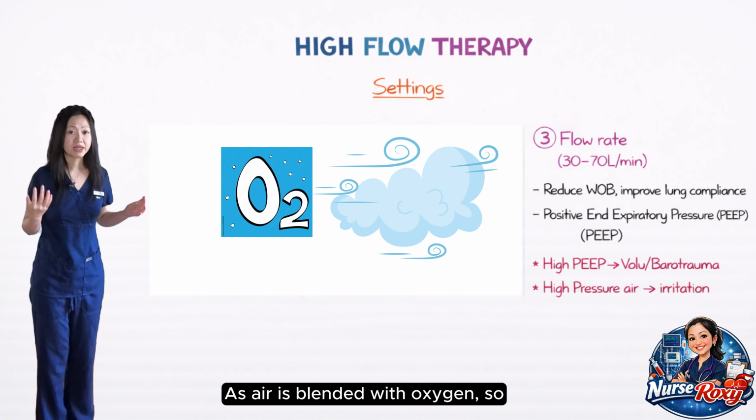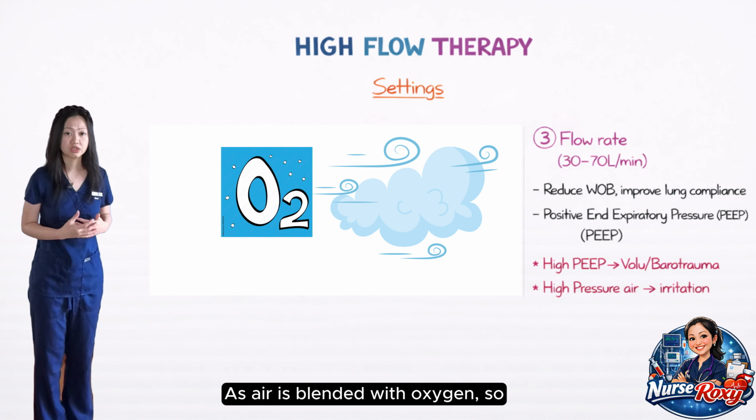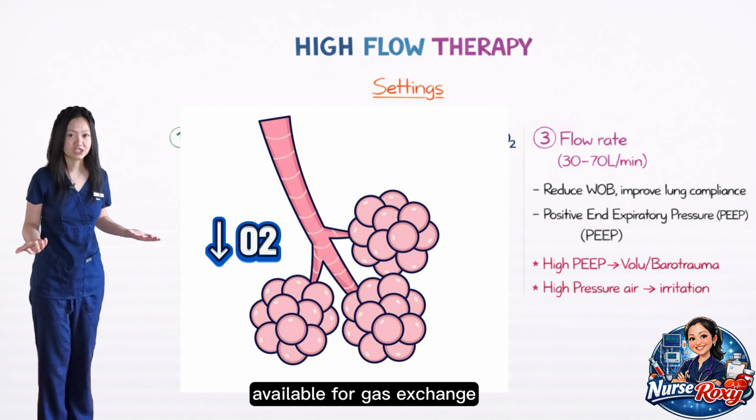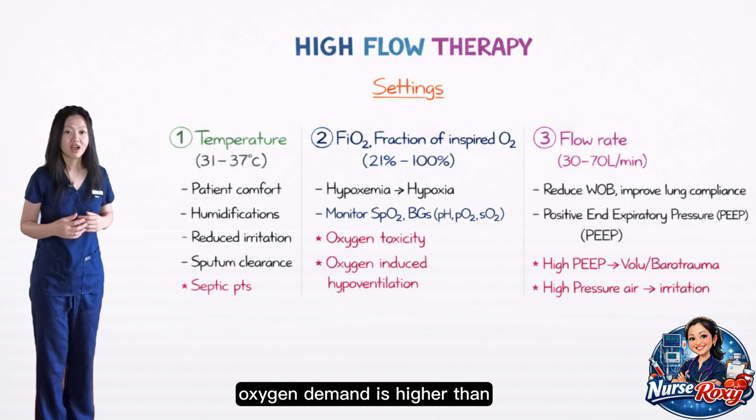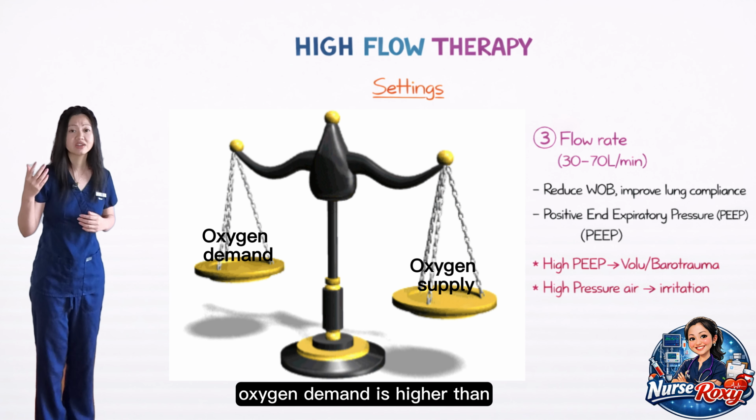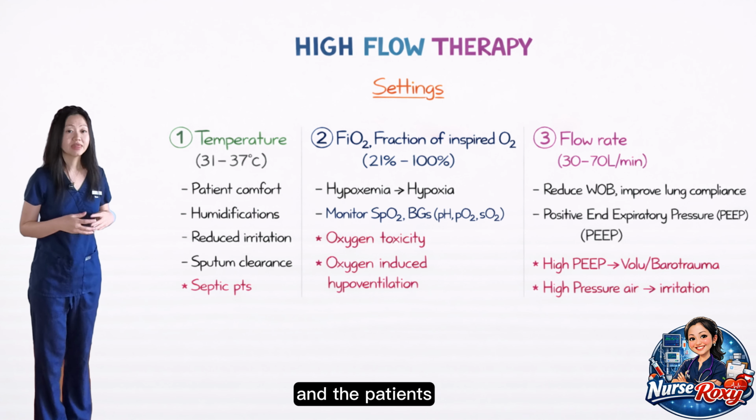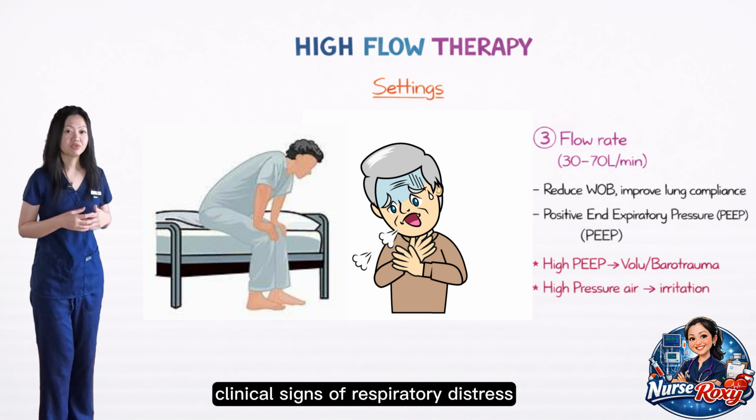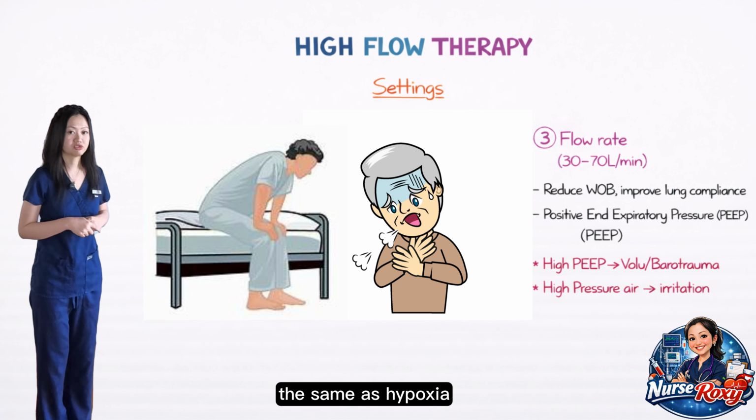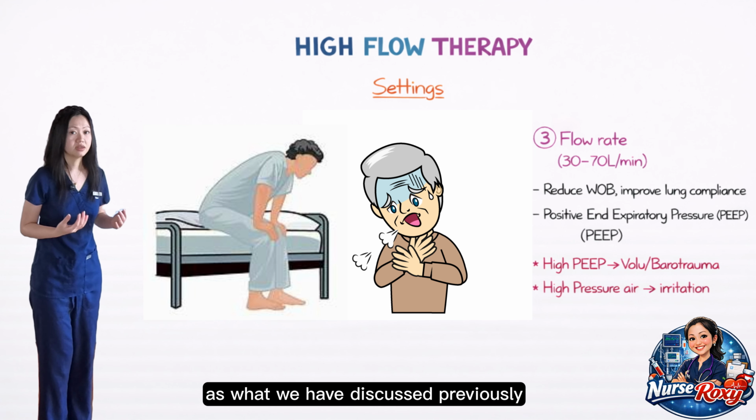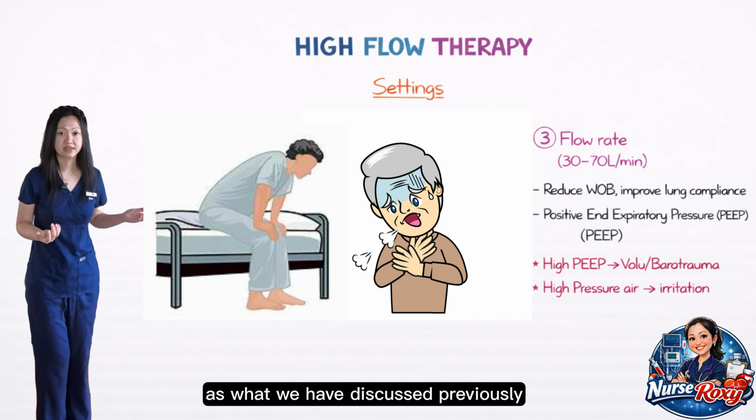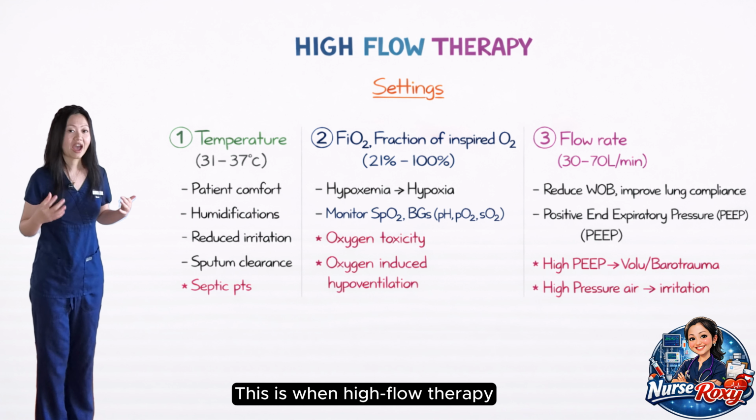As air is blended with oxygen, breathing in less air means that there will be less oxygen at the alveoli available for gas exchange. In this case, oxygen demand is higher than oxygen supply, and the patients will be presenting with clinical signs of respiratory distress, the same as hypoxia as what we have discussed previously. This is when high flow therapy becomes helpful.